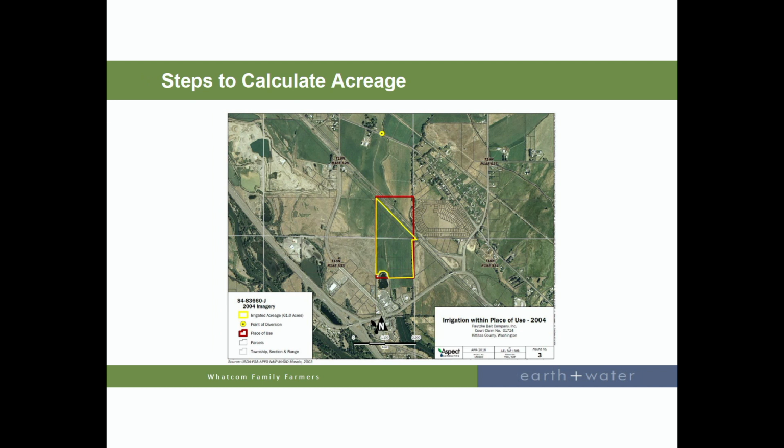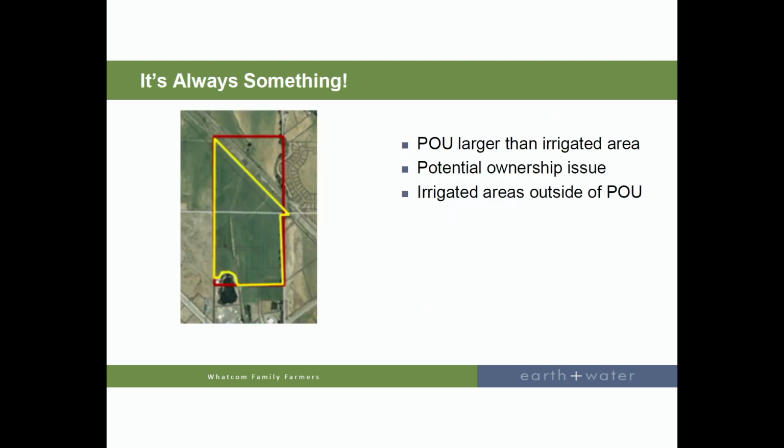This one is actually from the map tool that Katie showed you. So this is an example of what's showing up on Ecology's site. And I blew it up in my next slide. But in this case, what you're looking at is this yellow boundary is where Ecology is showing the place of use is for that particular water right.